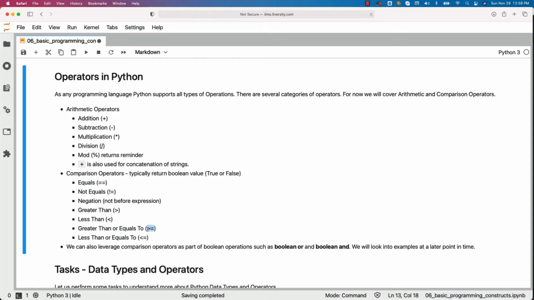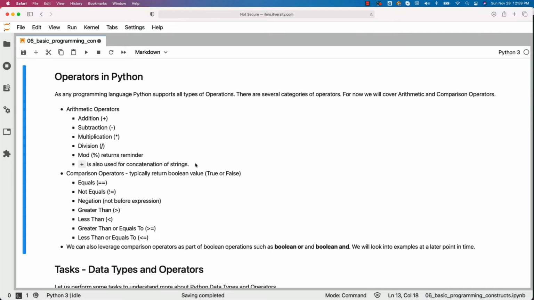This is the approach where we can get greater than or equals to. This is for less than or equals to. All these returns Boolean value. It will return true if the condition satisfies, otherwise it returns false. We can also leverage comparison operators as part of Boolean operations such as Boolean OR and Boolean AND. We will look into examples at a later point in time.